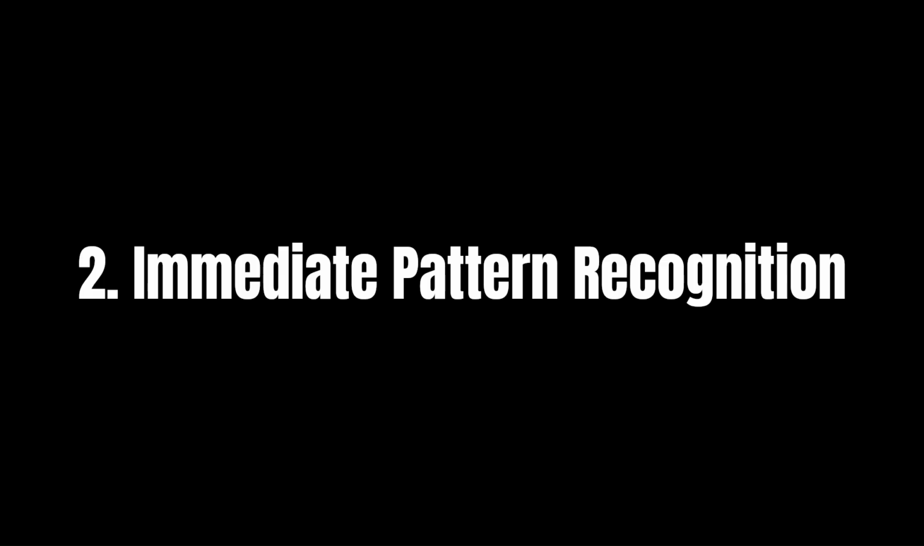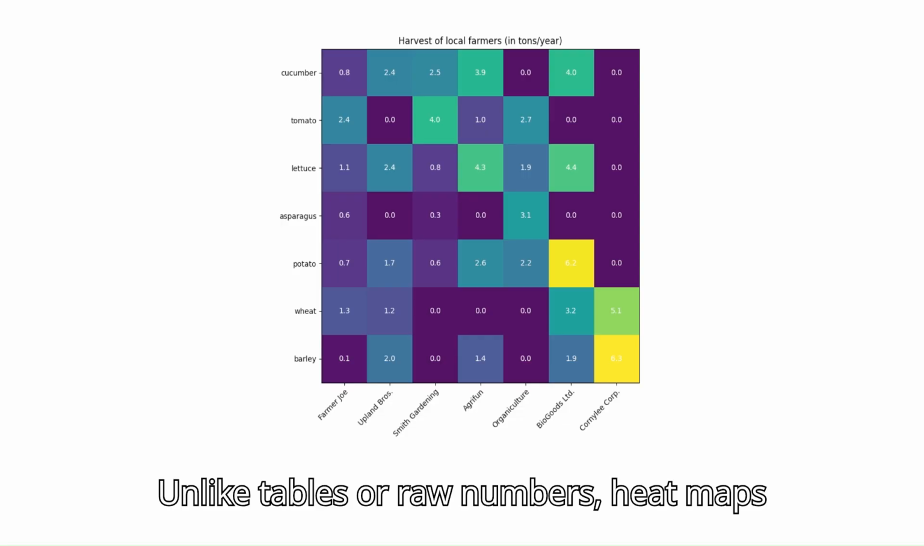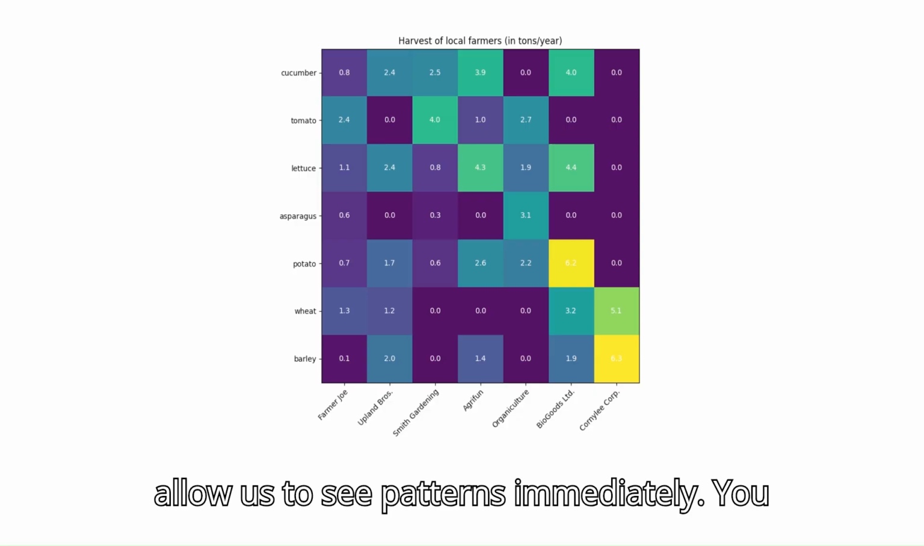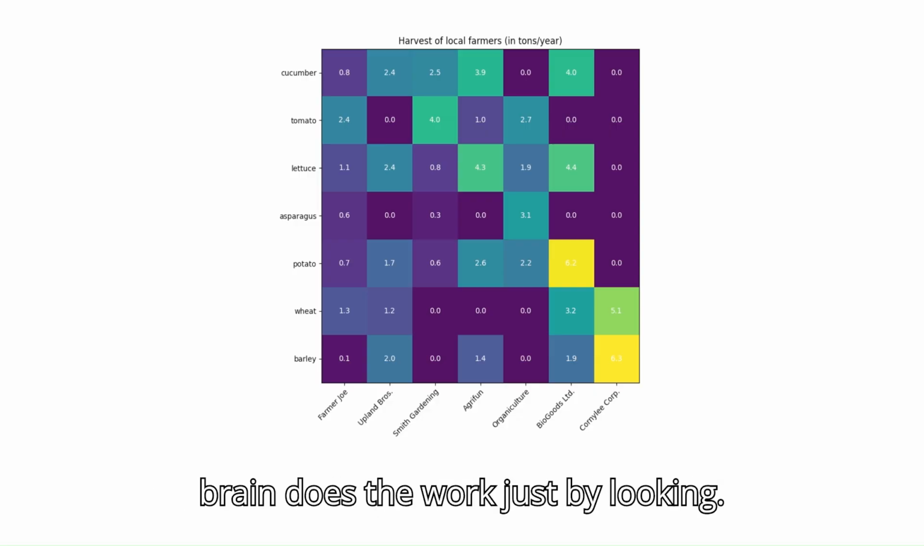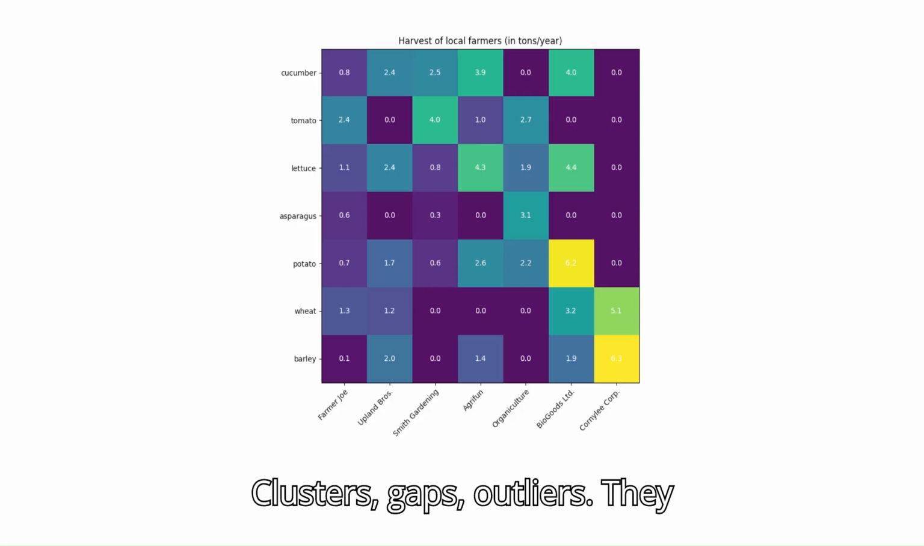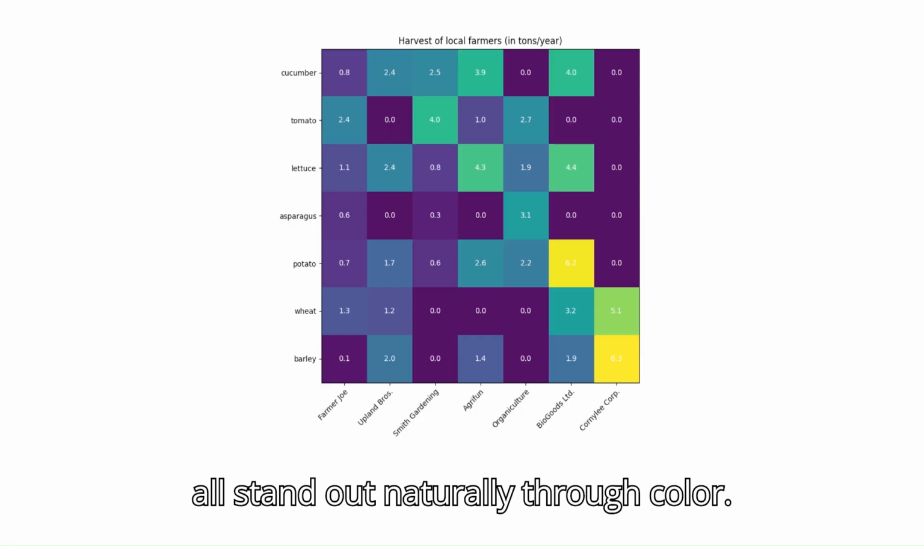2. Immediate pattern recognition. Unlike tables or raw numbers, heat maps allow us to see patterns immediately. You don't need to calculate anything. Your brain does the work just by looking. Clusters, gaps, outliers, they all stand out naturally through color.